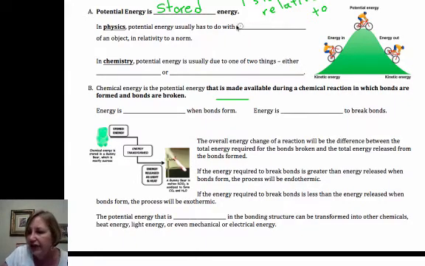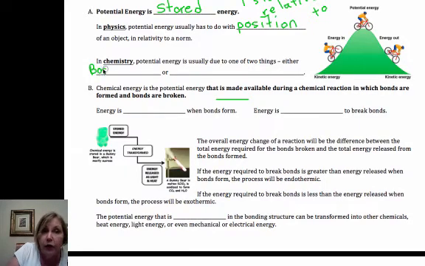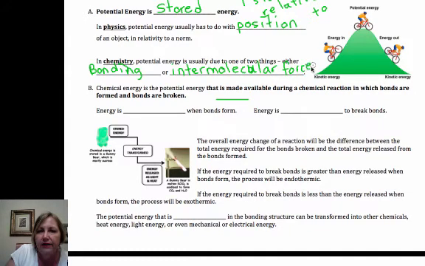Okay, so in physics, we typically talk about, and I mentioned this earlier, potential energy being the energy of position relative to a norm. In chemistry, it's going to be due to, and we're going to focus on this right now, bonding structures, the attractive and repulsive forces involved in bonding, and intermolecular forces, those forces of attraction between two covalent molecules. Intermolecular forces, IMFs: hydrogen bonding, dipole-dipole, London dispersion.